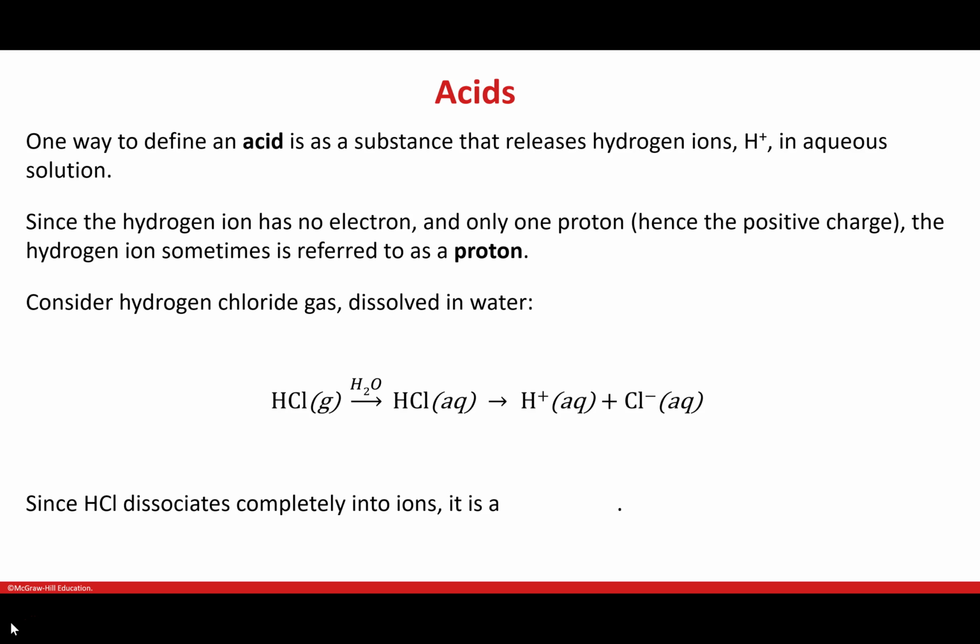The word is completely down there. HCl dissociates completely into H plus and Cl minus. So there are different types of acids, and HCl is an example of a strong acid. There are 7 strong acids. HCl is one of them. And it's strong because it breaks apart or dissociates entirely.